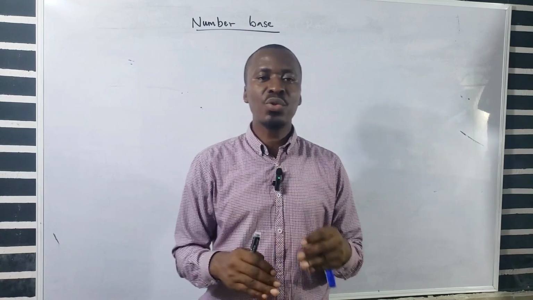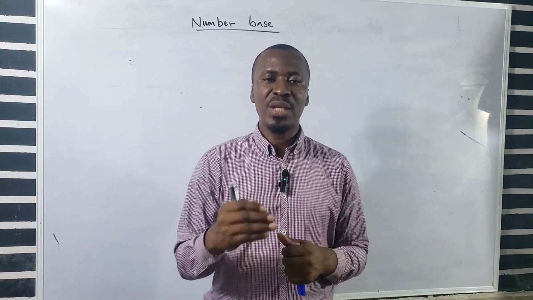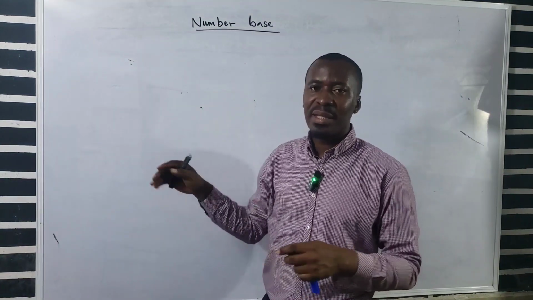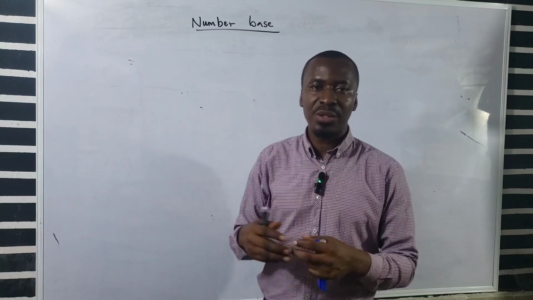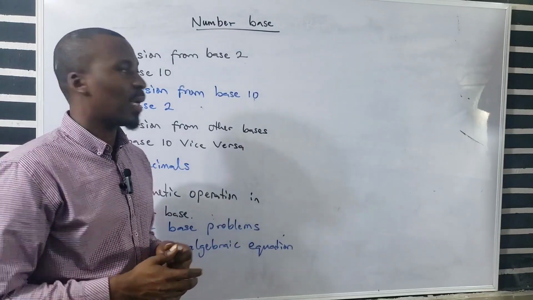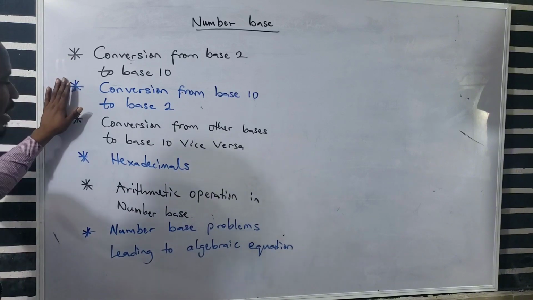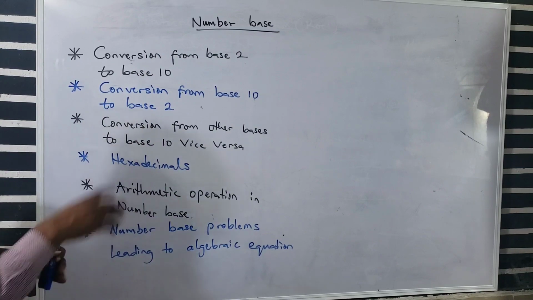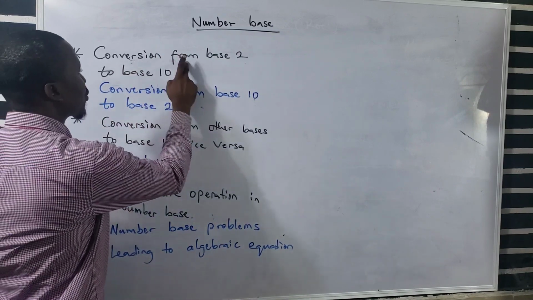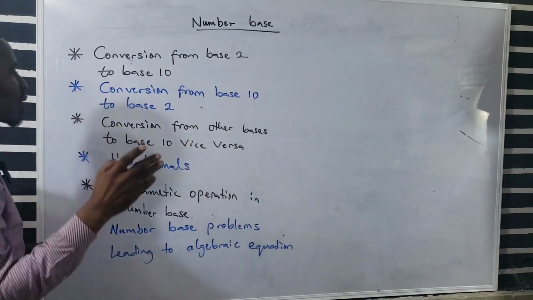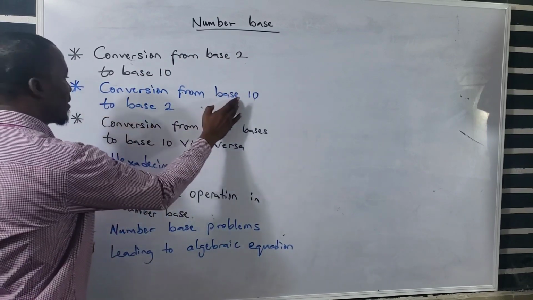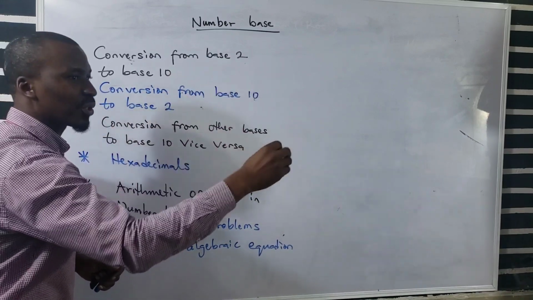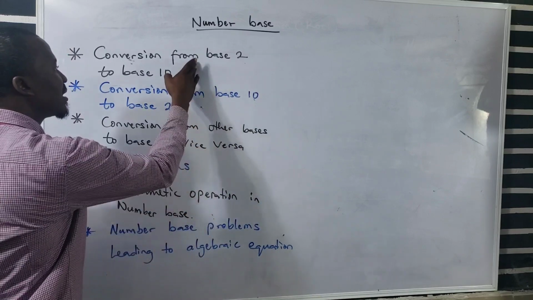Now, we are going to look at all the things that we are supposed to know in number base. So I'm going to highlight the things that we are to learn. These are the subtopics we are going to handle on number base. We are going to start from conversion from base 2 to base 10. When we are done with that, we move from base 10 to base 2. Remember, these also include the fractional or decimal numbers of these bases.